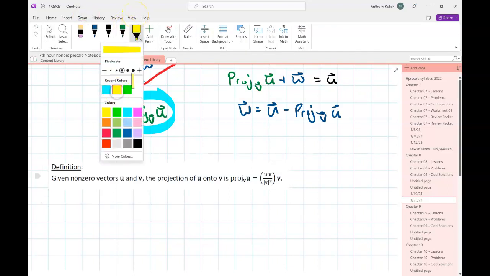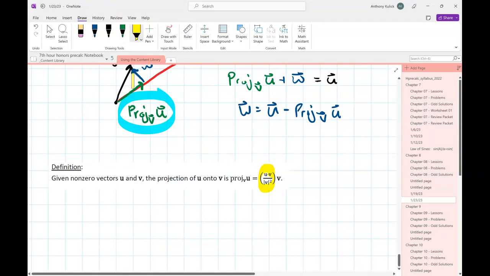So I want you to note this quantity right here is a scalar. That's just a real number, right? So this is a scalar multiplication of vector v, which is exactly what we'd expect if it's going in the same direction as v, but possibly shorter or longer than v, right? Not a surprise there.